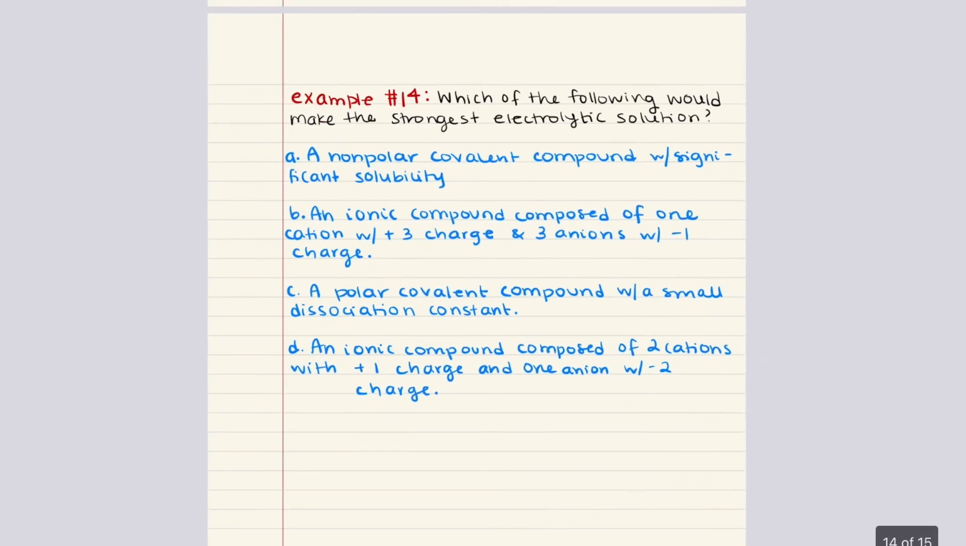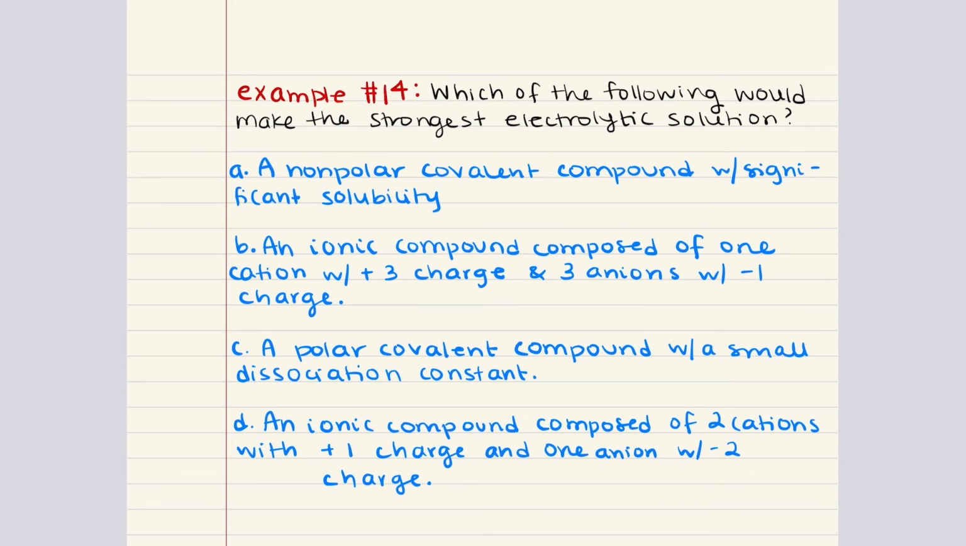Let's move on to problem 14. Problem 14 asks, which of the following would make the strongest electrolytic solution? Now, as a reminder, the best electrolytes dissociate readily, they have a high dissociation constant, and they're typically ionic compounds with large amounts of cations and anions. Let's go ahead and read through our options and work through them.